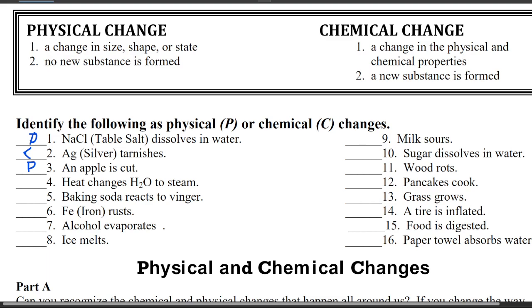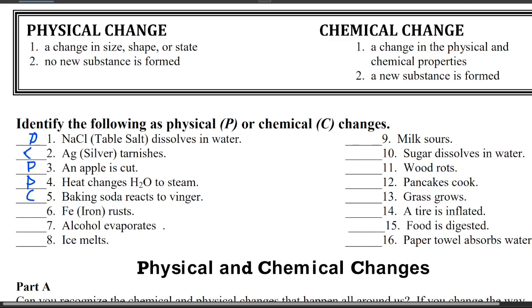Number four, heat changes H2O to steam. So this is a phase change, which means we're going from liquid to a gas, which is vaporization. Phase changes, I mentioned, are not chemical changes. They are physical. So this is physical. So number five, baking soda reacts with vinegar. So baking soda reacting with vinegar, that's two chemicals coming together. They form bubbles, even though they're not being shaken or stirred or anything like that. We know it's a chemical change.